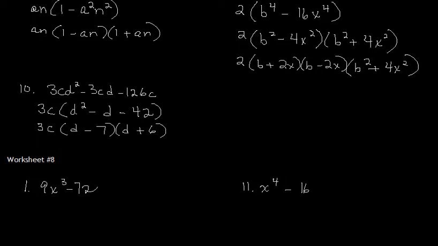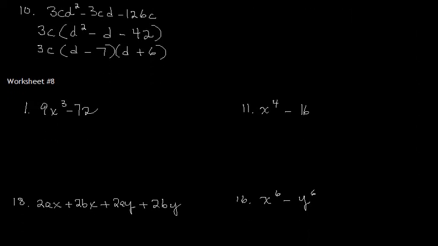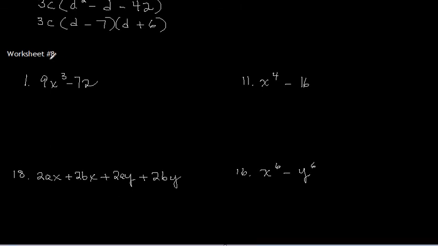Worksheet 8 gets a lot harder. So let's look at some of these. Okay, complete factorization, so we want to take a 9 out of there. So we're going to get x cubed minus 8. This is a difference of two cubes, which we just did in the last worksheet. So you get x minus 2, x squared plus 2x plus 4. Using that formula, I just did it the quick way. u is x, v is 2.